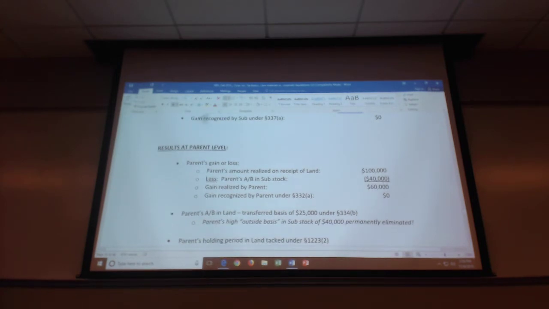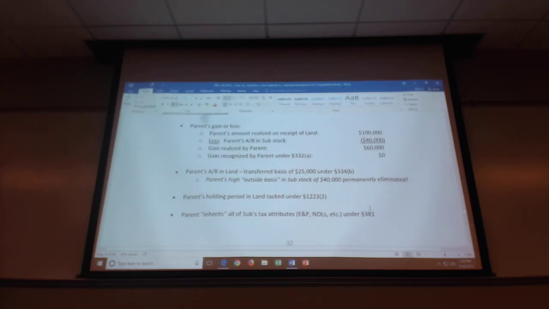At the parent level, this is basically just repeating the rule we just described. Parent receives the land worth $100,000. Even though the parent has a basis of $40,000 in its stock, and it realizes a gain of $60,000, no gain is recognized under 332(a). And here's a really interesting rule. What basis does the parent get in the land?